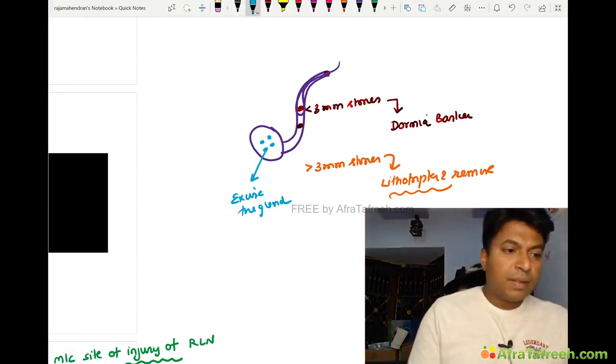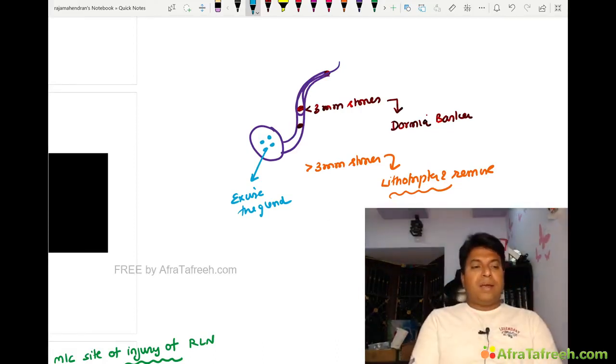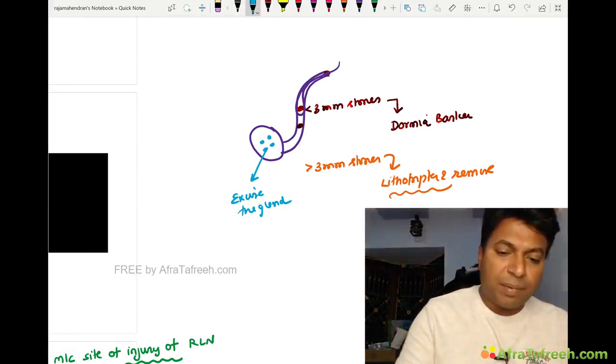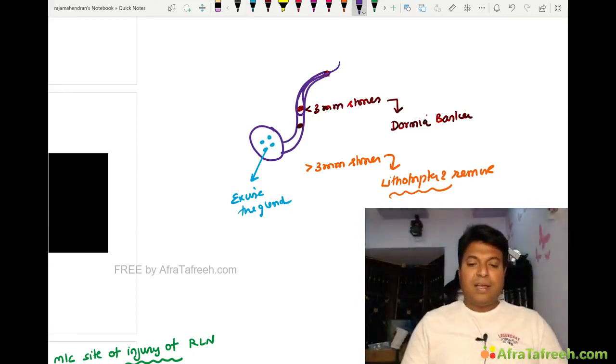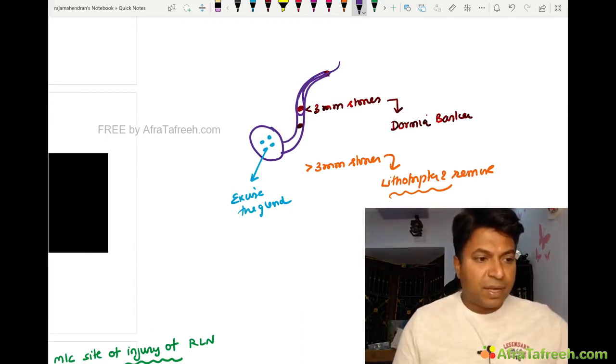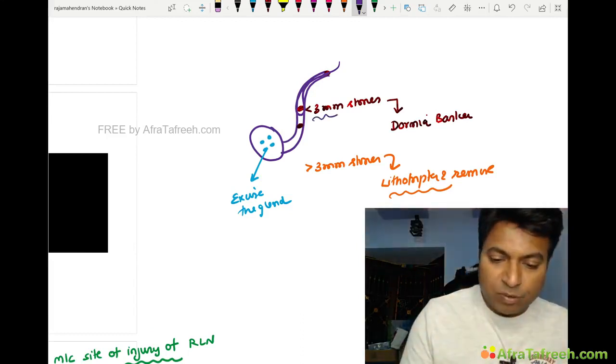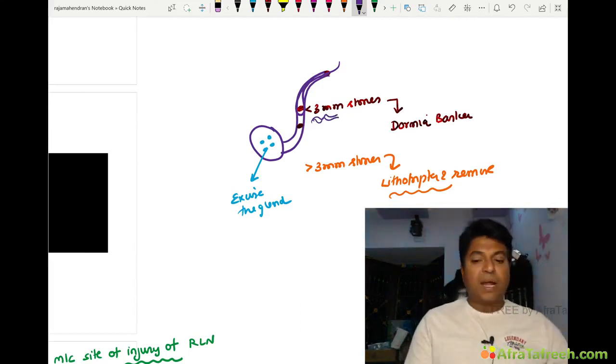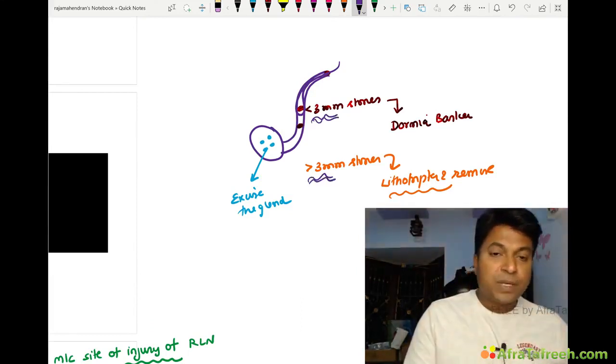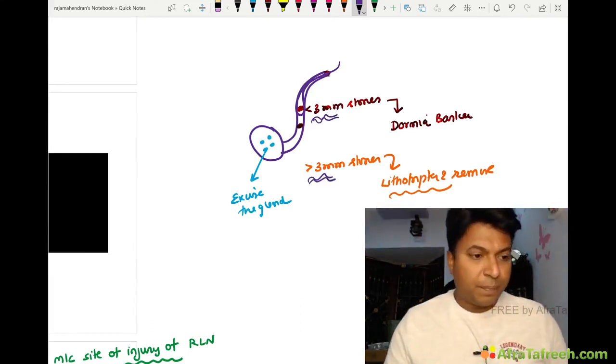Okay. You can say 3 mm to 4 mm. Actually, it's not a specific size. I feel if you remember it as 3 mm, it's fine. I think 3 mm or 4 mm, I am not sure of the correct millimeter. But very small stones can be removed by Dormia basket. More than 3 mm stones should be removed by lithotripter.